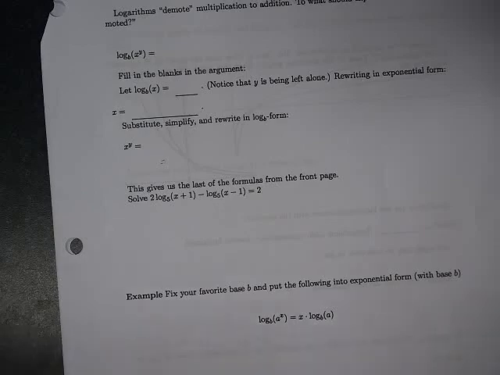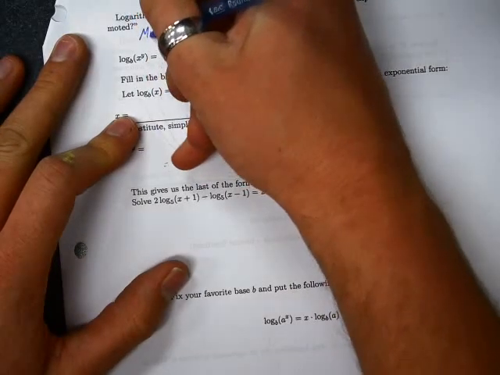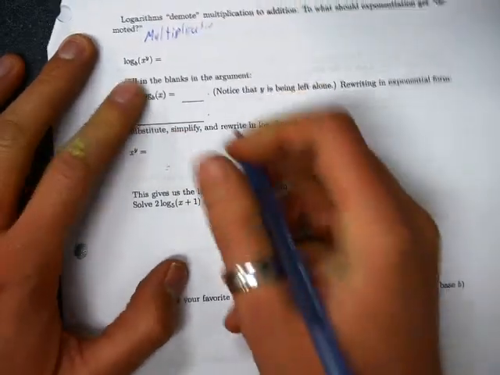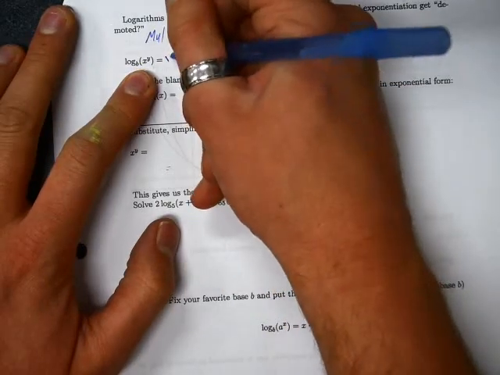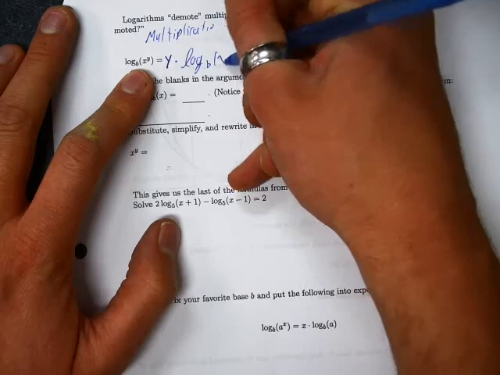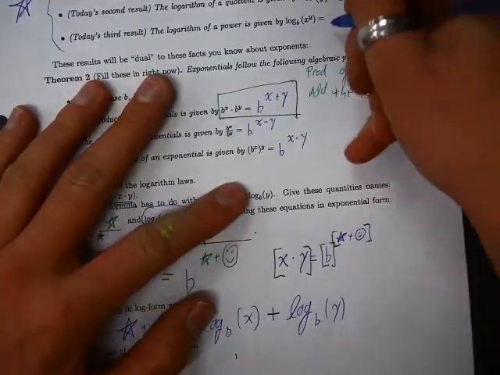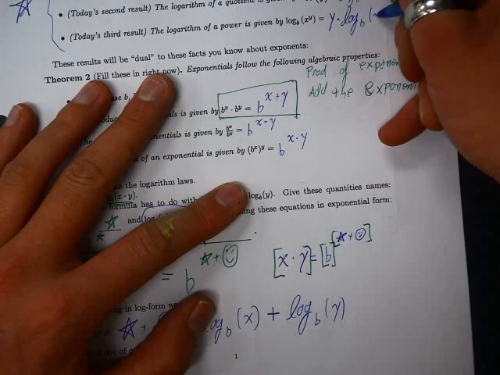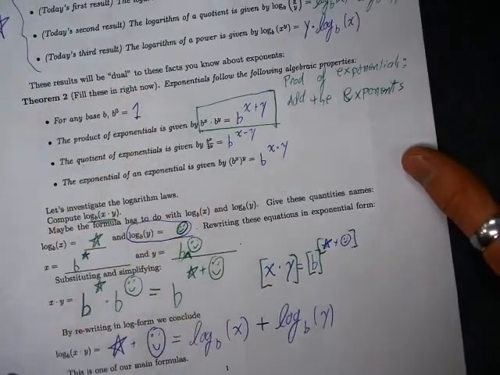So log should demote x to the y down to multiplication, y times the log base b of x. And I think it's actually worth going through the argument why, and I think I'm okay enough for time to pull that off.